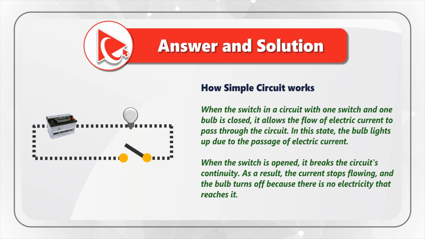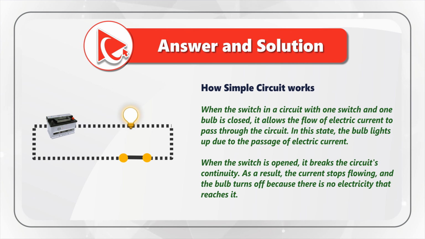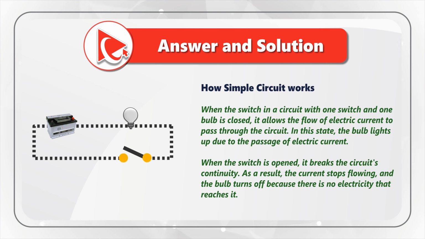To better understand how we should answer this question, let's understand how a simple circuit works. A simple circuit contains only 1 light bulb, 1 switch, 1 battery, and conductors connecting these devices. When the switch in a circuit with 1 switch and 1 bulb is closed, it allows the flow of electric current to pass through the circuit. In this state, the bulb lights up due to the passage of electrical current. When we open the switch, it breaks the circuit's continuity. As a result, the current stops flowing, and the bulb turns off because there is no electricity that reaches it.